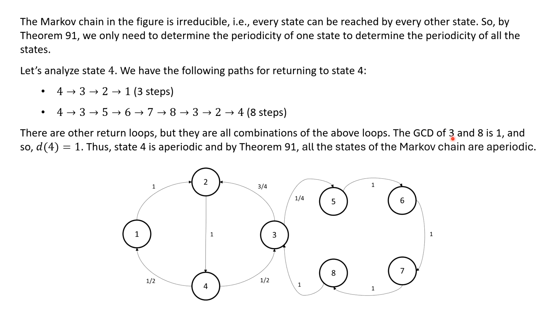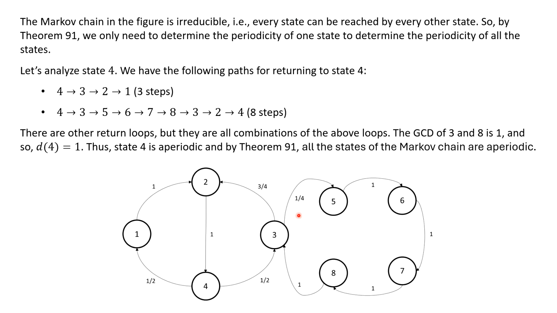The GCD, greatest common divisor, of 3 and 8 is 1. Therefore, the period of 4 is 1. Thus, state 4 is aperiodic, and by Theorem 91, all the states of the Markov chain are aperiodic.